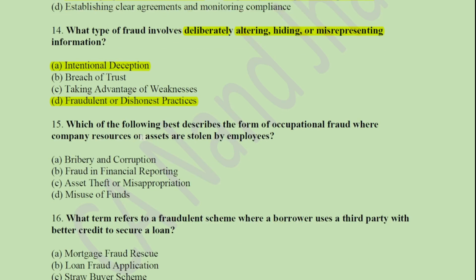Which of the following best describes the form of occupational fraud where company resources or assets are stolen by an employee? Bribery, no. Fraud in financial reporting, no. Stolen by employee: asset theft or misappropriation, yes.